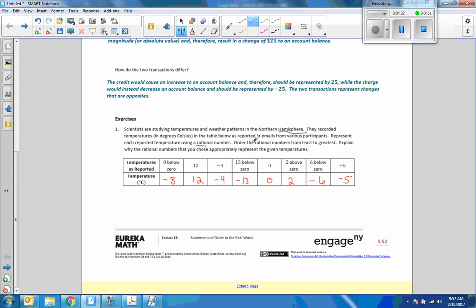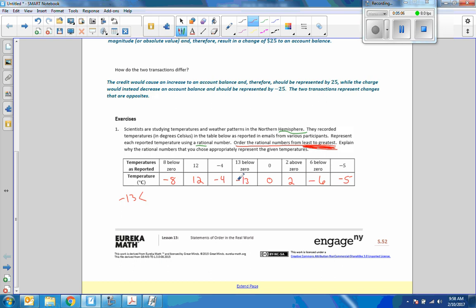Okay. Explain why the rational numbers that you chose appropriately represent the given temperatures. So the first thing I'm going to do is order them. It says that also. Order the rational numbers from least to greatest. Underline that in your book always whenever you're doing a problem. Underline what they're asking. Least to greatest. So what is the smallest number, which is the biggest negative? Negative 13. Negative 13 is less than.